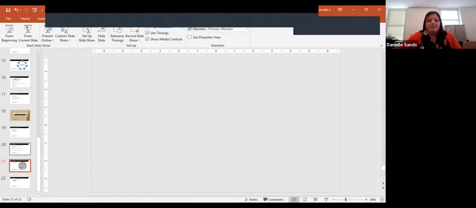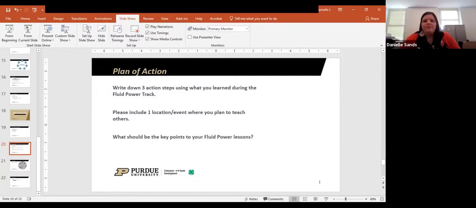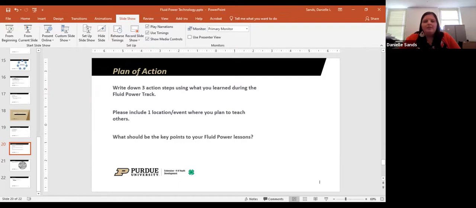But when you're thinking about teaching fluid power, since you both are in there, I'm going to switch to my almost last slide. Think about three action steps using what you learned during the fluid power track. You don't have to write them down right now, but think about what you are going to do based on what you learned today. This could be investigate more levers, investigate more mechanical or simple machines. You can look through all the activities, and I will email all of the activities that I have outside of what we're learning today. That way you can get familiar with them.